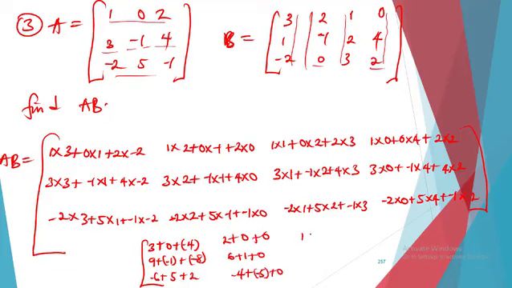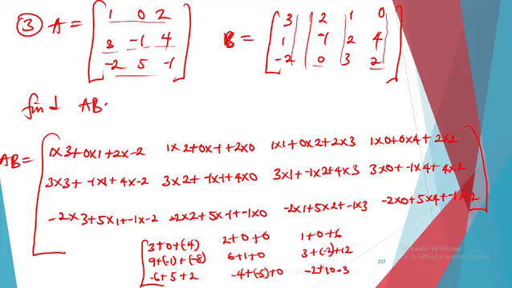1 times 1 is 1. 0 times 2 is 0. 2 times 3 is 6. 3 times 1 here is 3. Minus 1 times 2 is minus 2. 4 times 3 is 12. Minus 2 times 1 is minus 2. 5 times 2 is 10. Minus 1 times 3 is minus 3.